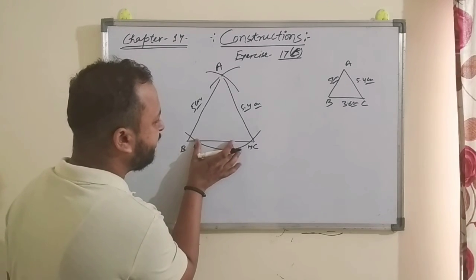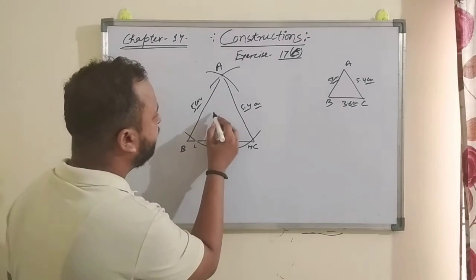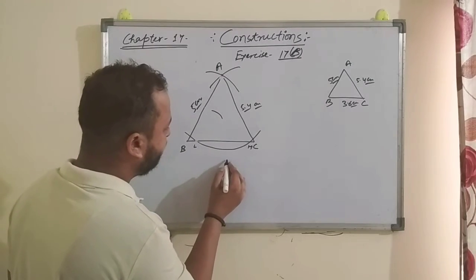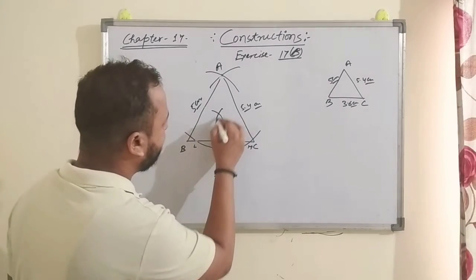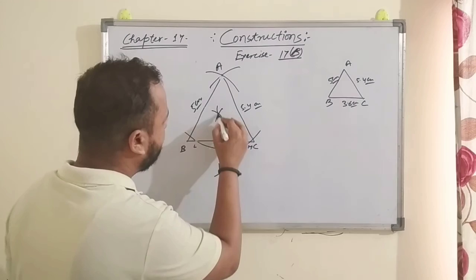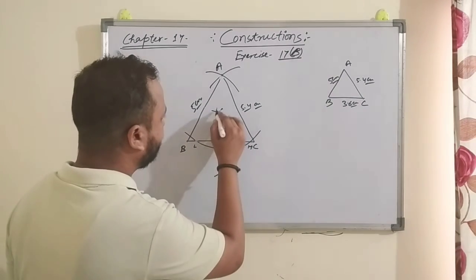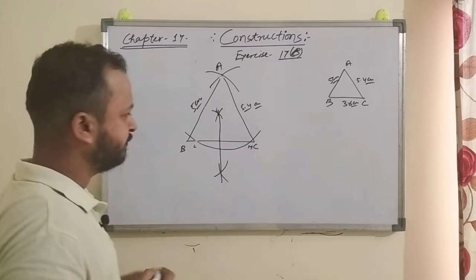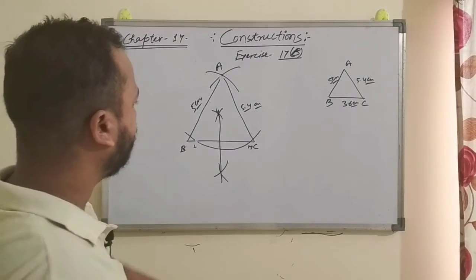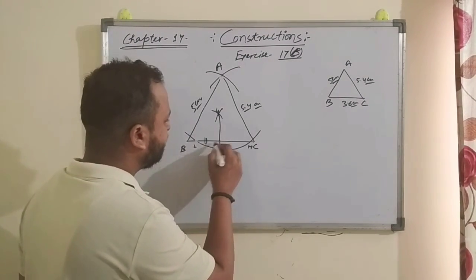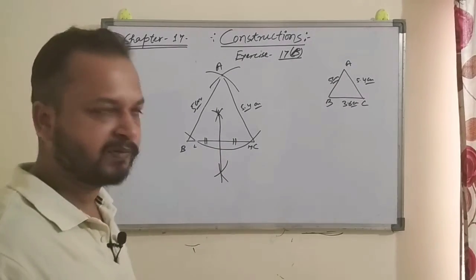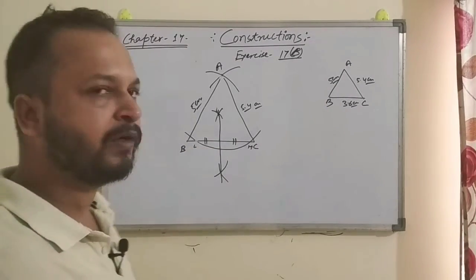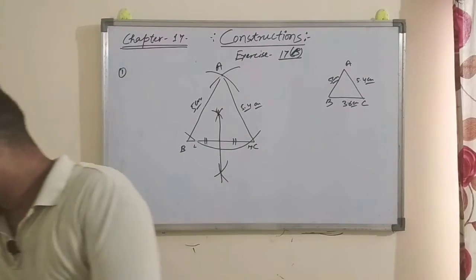So suppose we have taken here. So now we draw two arcs. From this point we have drawn two arcs. From this point we have drawn, suppose this. Just join them. Suppose we have joined them, right? So this is the perpendicular bisector. It means this side is equal to this side, right? So this way we are going to construct it. So this was question number 1.